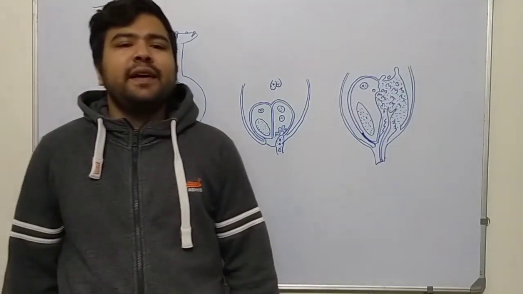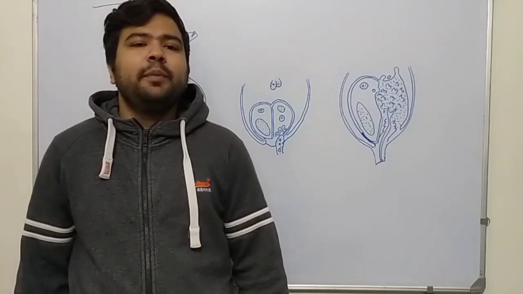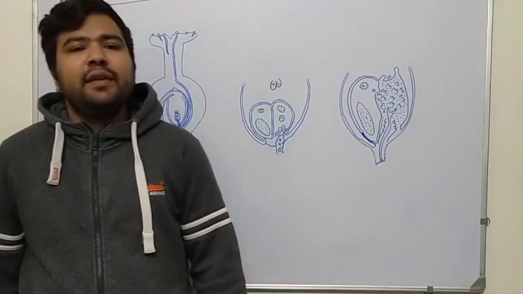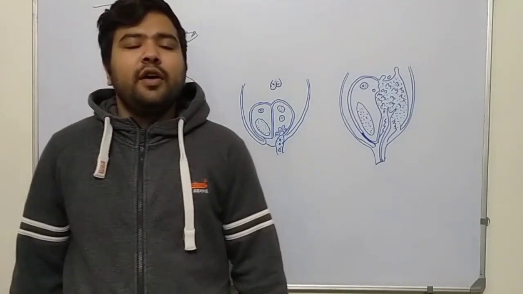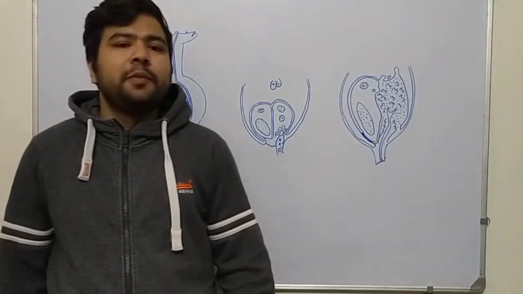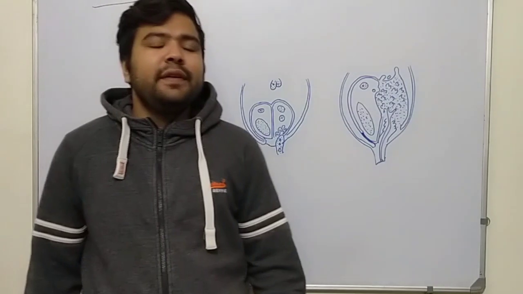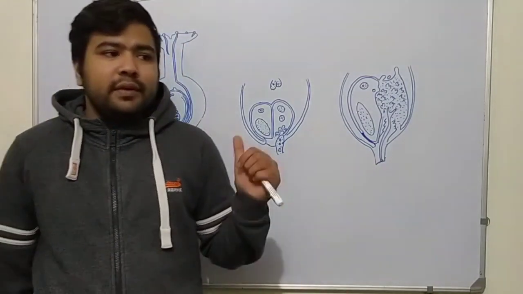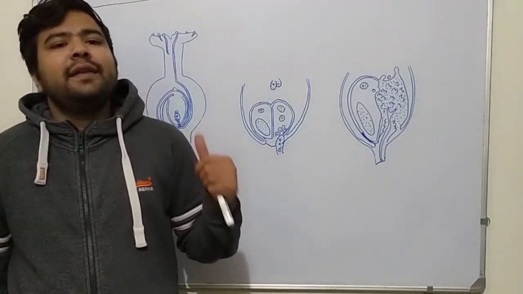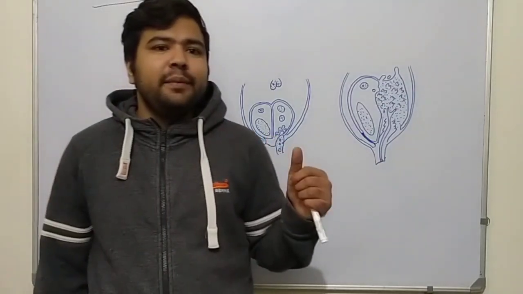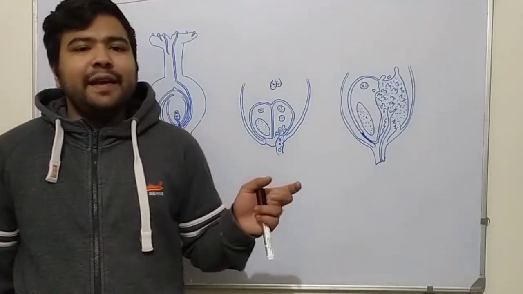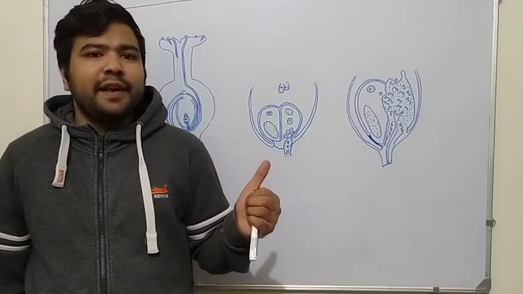In the pollen pistil interaction, the pollen grains are transferred from the male reproductive part, that is the anther, to the stigma of the pistil, that is the female reproductive part. The interaction between pollen, that is a male gamete, and the stigma, that is a female reproductive part, is called pollen pistil interaction.